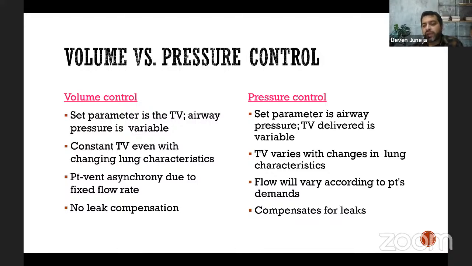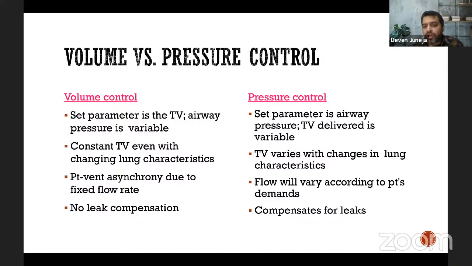So if the lungs become stiffer, like in ARDS, then for the same tidal volume, say you have set a tidal volume of 400, the peak pressures and plateau pressures are going to be much higher. So the pressures are going to be variable with every breath, but the ventilator will make sure that the set tidal volume is delivered with each breath. There can also be some patient ventilator asynchrony, and there is no leak compensation in volume control.